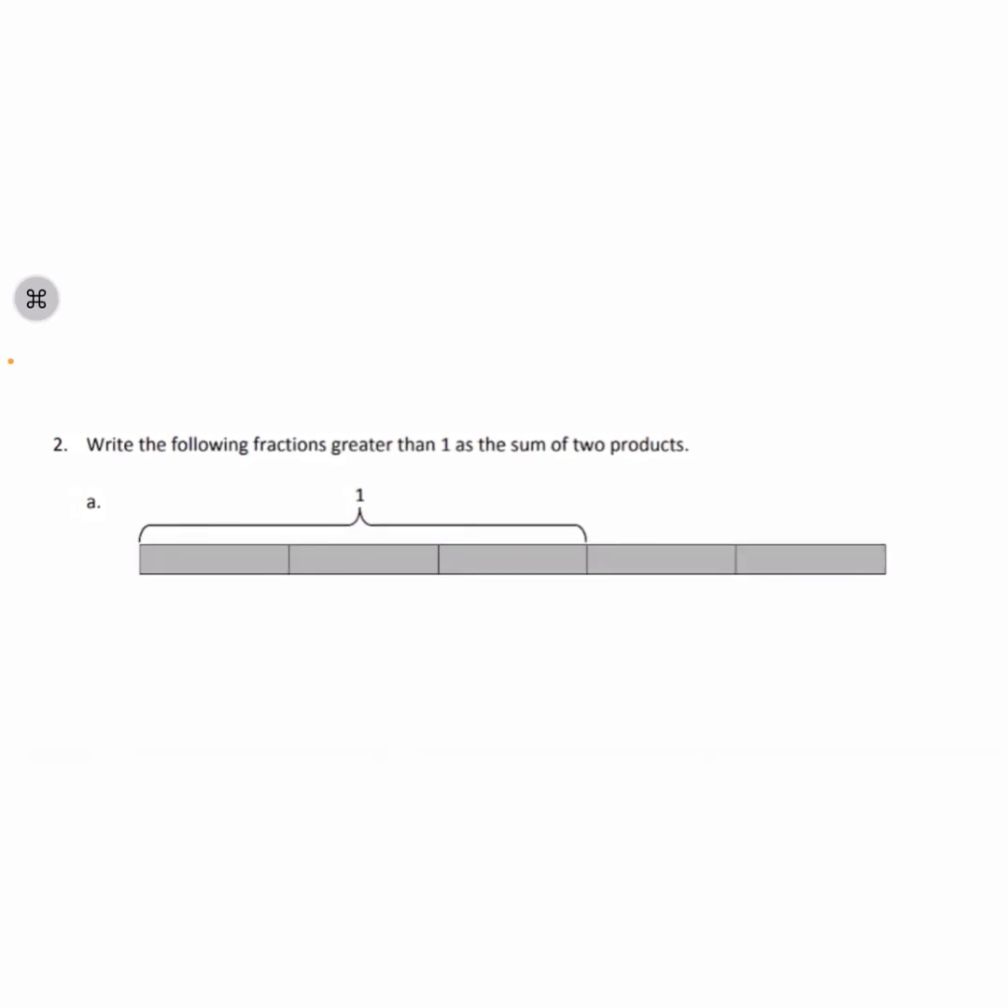So our first step is to count how many pieces are shaded in. We have 1, 2, 3, 4, 5 pieces that are shaded in out of, and then we have to count, and this is very important, how many pieces are in the one whole. So just focus on that one whole when you write the denominator. I see we have 1, 2, 3 pieces. So the fraction we're working with is 5/3.